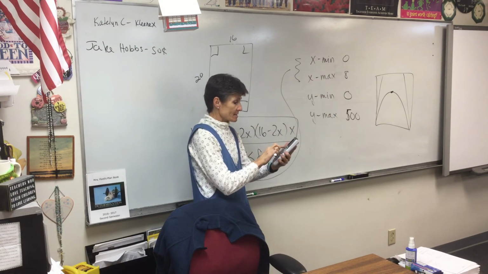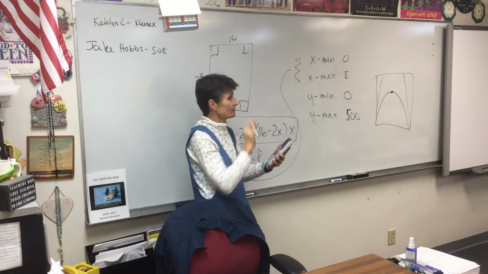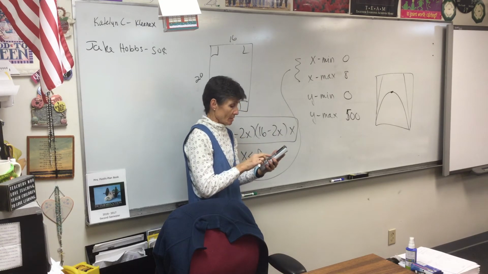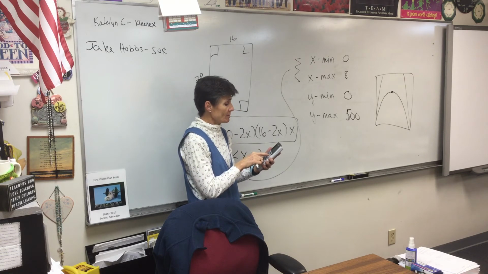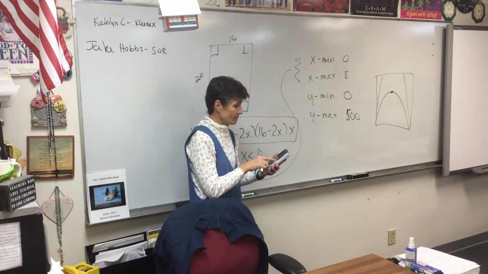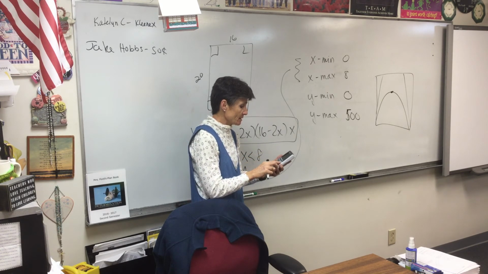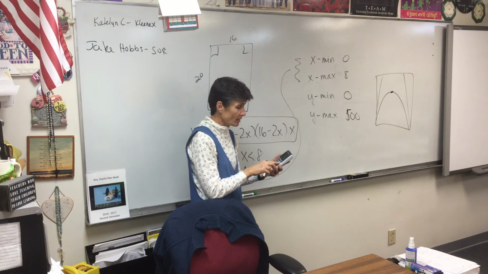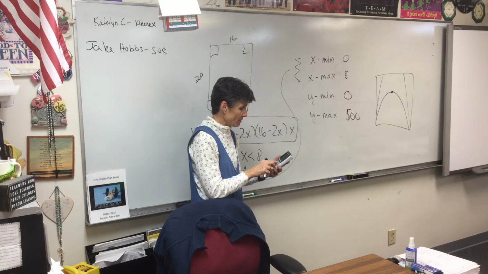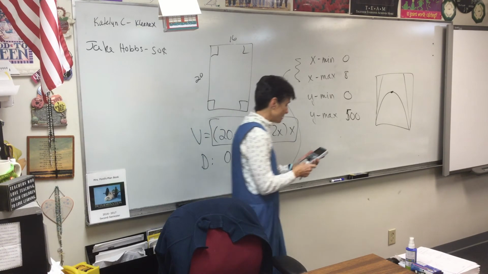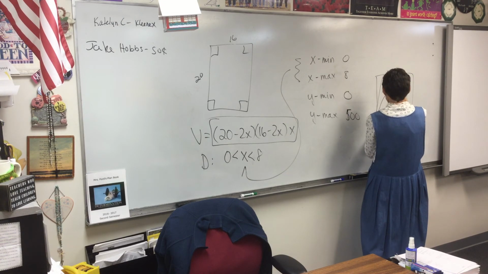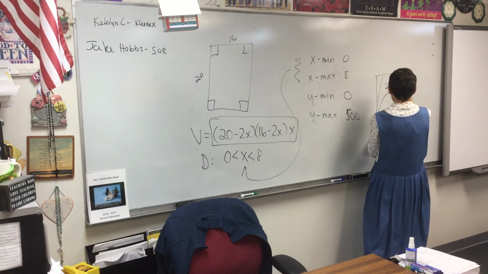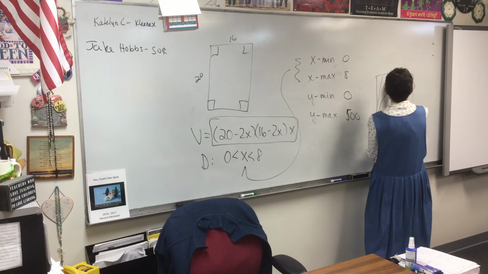So, second calc, go down to maximum, set your left bound and your right bound. We've been through this a zillion times. I'm not teaching it over again. Set it in the middle, and that is 2.94, comma, 420.11.